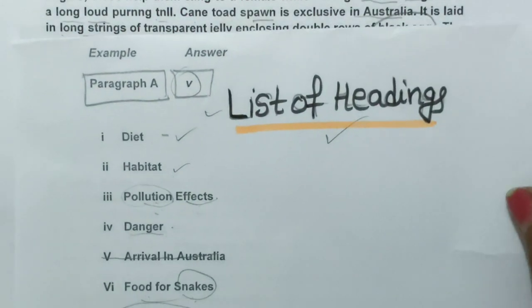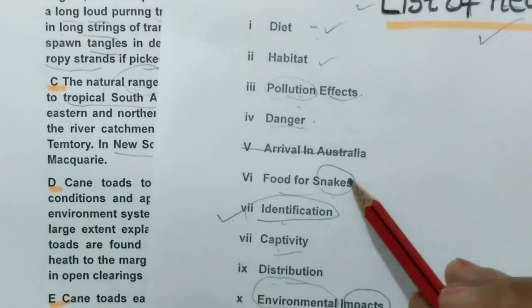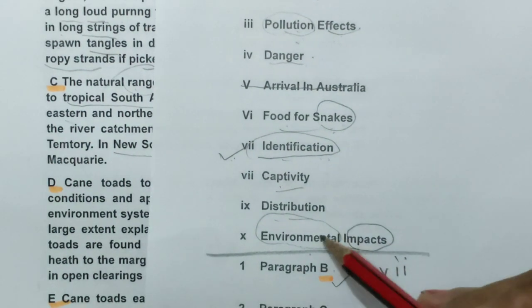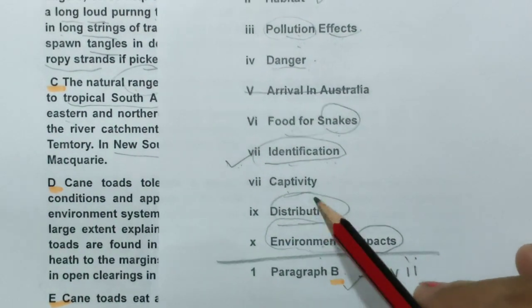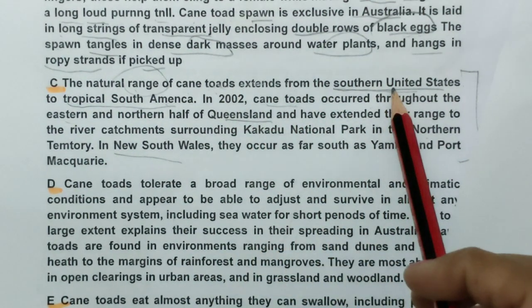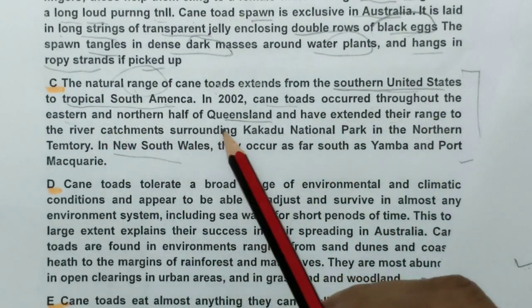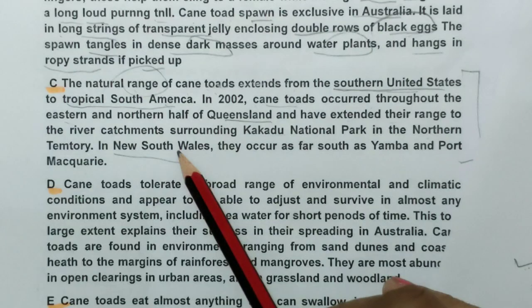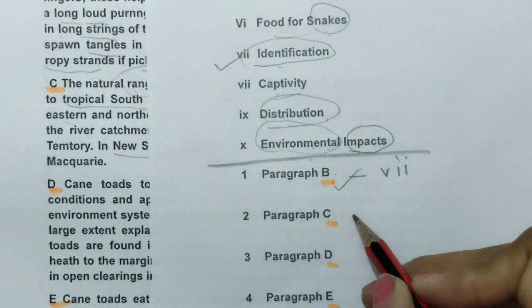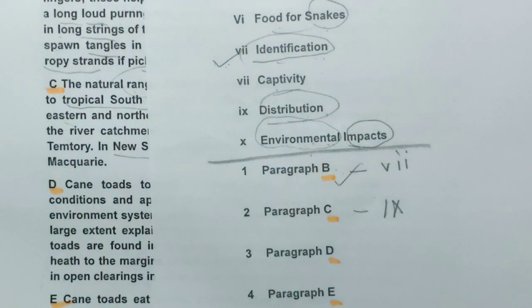So let's read it. Diet is not there, habitat is not there, pollution effect is not there, danger is not there, snakes is not there, identification is not there, captivity is not there. I think then this is distribution. Okay, the natural range of cane toads extends from this to this. In 2000, toads occurred throughout the eastern and northern half of Queensland and extended. So yes, they are talking about their distribution, from where to where. So here we can put the 9th. Now the next paragraph, I will show it to you.